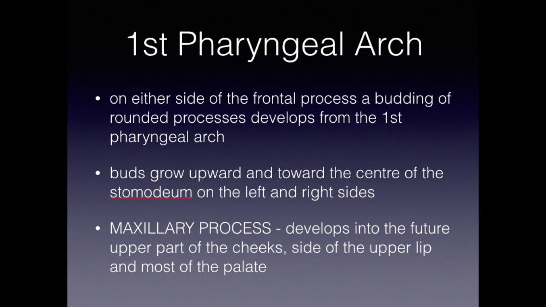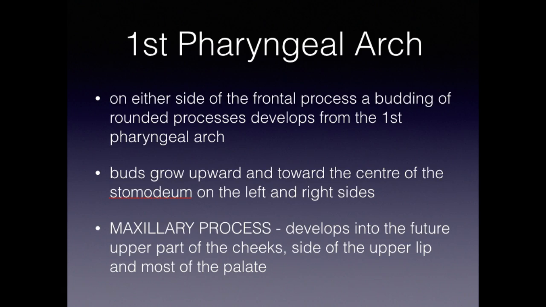So if we go back to the beginning of around week 4 again, we'll see these buds that come from that first pharyngeal arch that we call the mandibular arch. These buds will start to grow upward and toward the center at both the right and left sides of the stomodium, and they're called the maxillary process. This is going to develop into the future upper part of the cheeks, the side of the upper lip, and most of the palate.